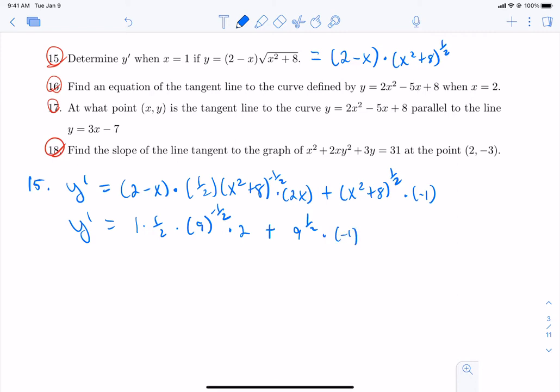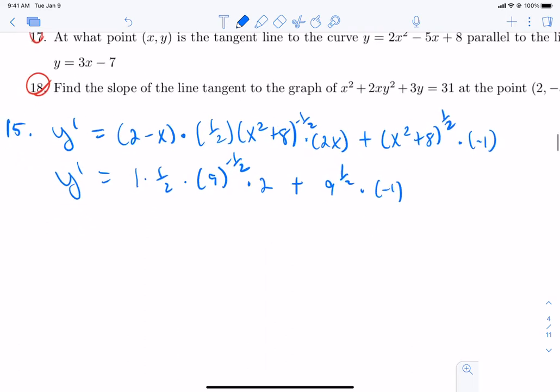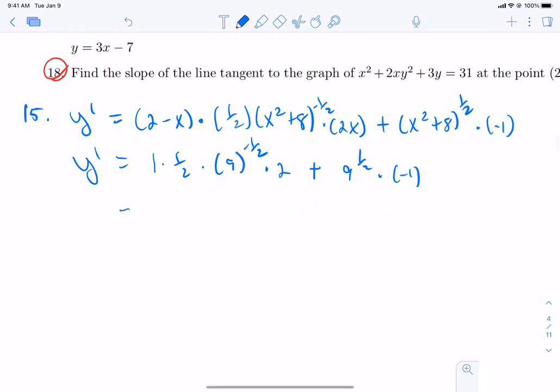So that's your first step. Remember, 1/2 powers designate square roots. Negative powers flip that thing over. So if we look at this, the 1, the 1/2, and the 2 just become a 1. So this becomes 1 over the square root of 9, so you get 1/3. And then a positive times a negative is a negative. And then this is just going to be a negative 3.